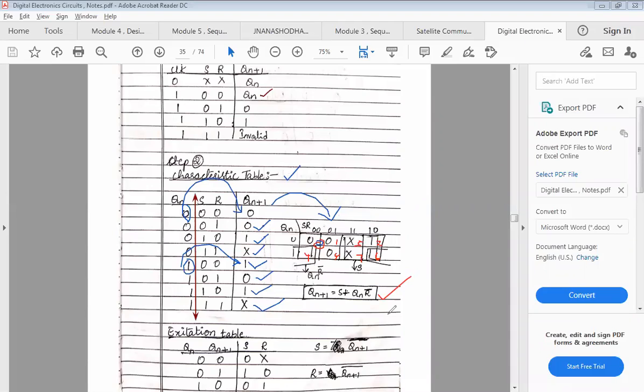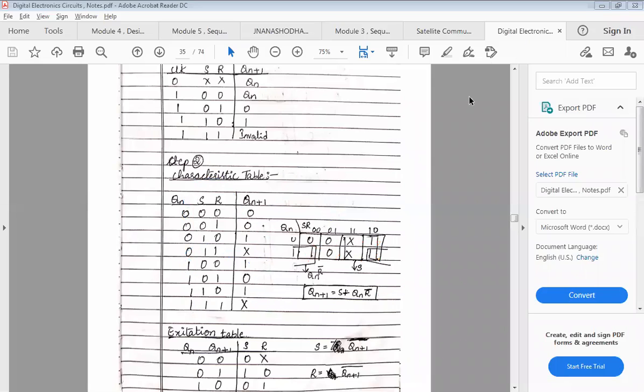Right? Truth table, only your input combinations and output. Characteristic table, input combinations, output, and previous state. Characteristic equation, I'm taking the help of K-map, and I'm getting a characteristic equation. Any doubts till this point? No, sir. Can I proceed? Yes, sir. Fine.